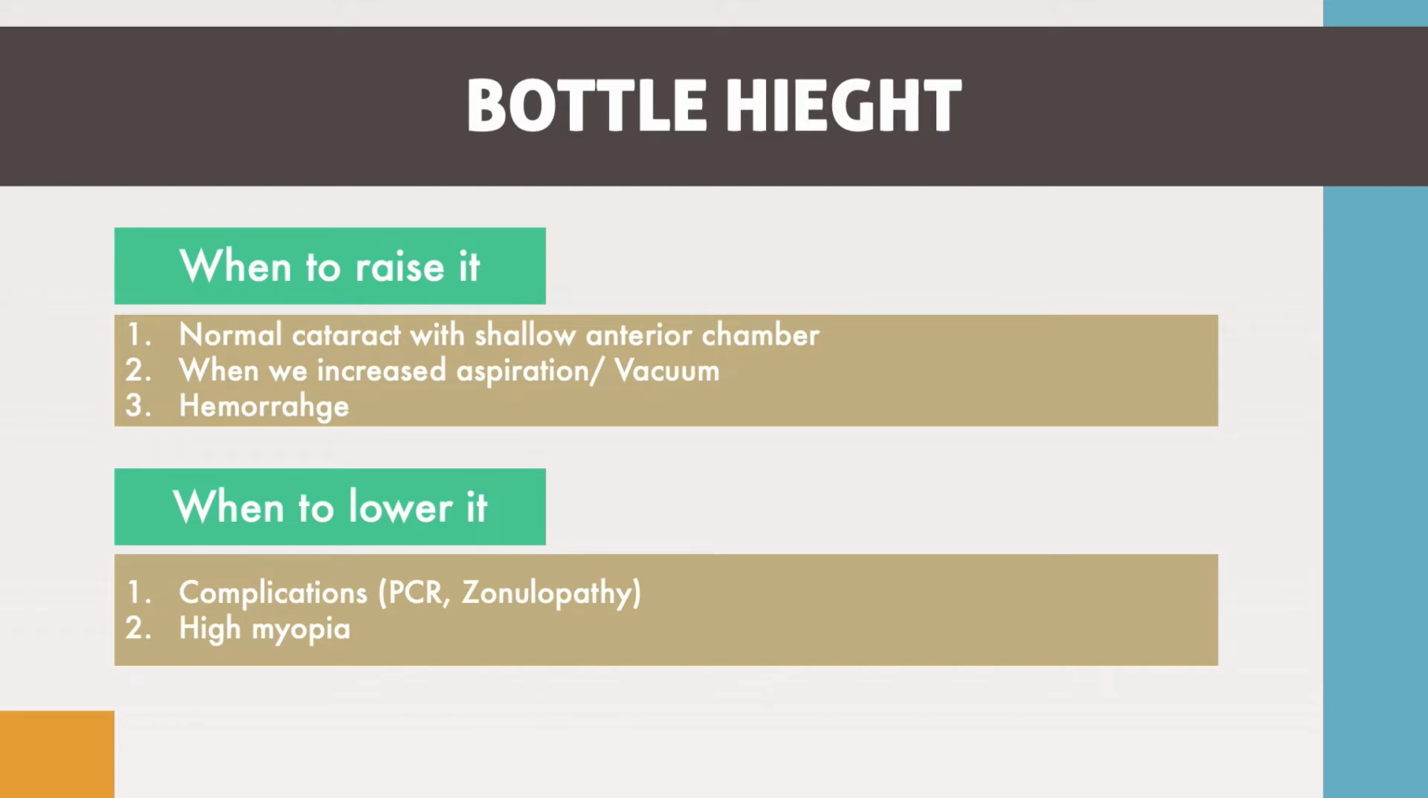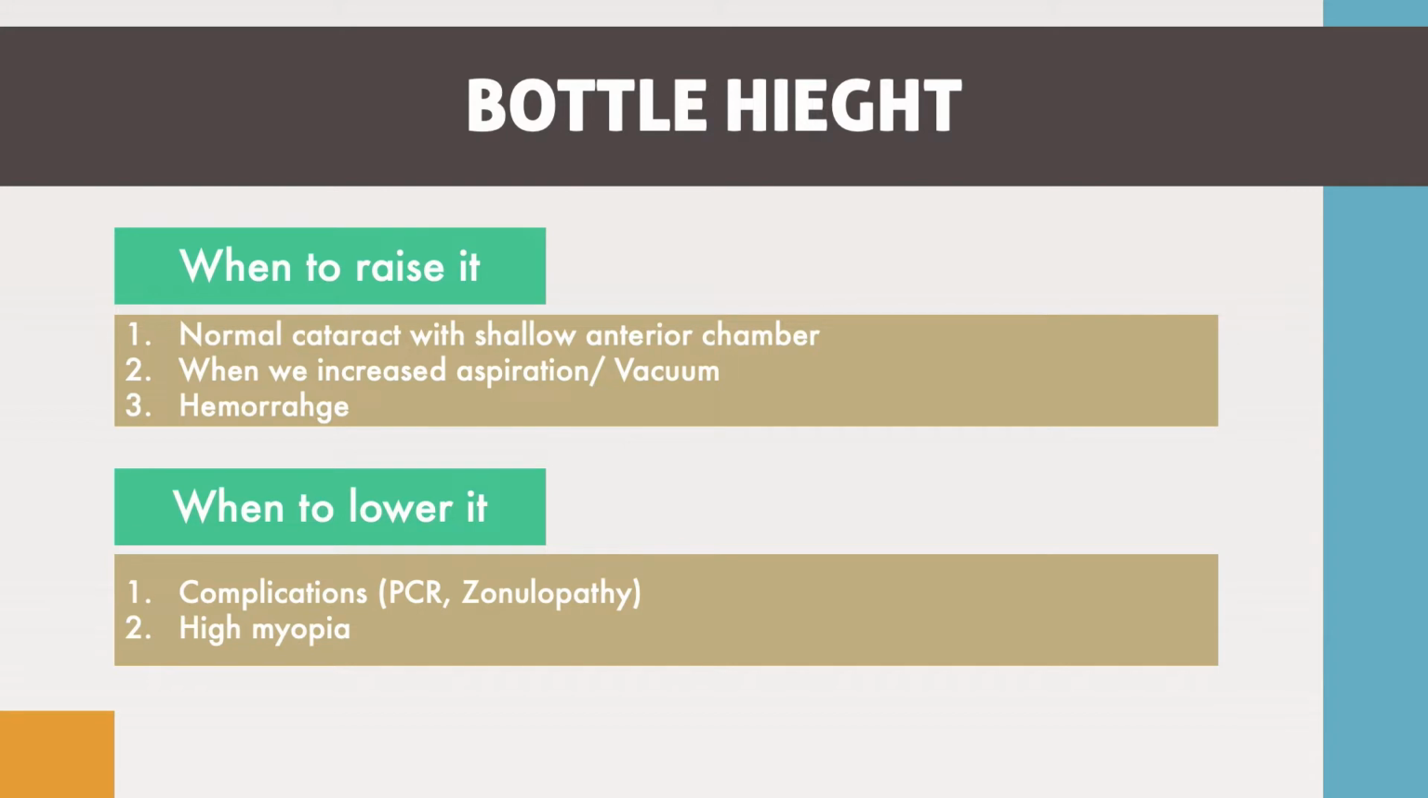When to raise the bottle height? One, in normal cataract with shallow anterior chamber, to deepen the anterior chamber. Two, when we increase the aspiration and vacuum. So we increase the outflow, so we have to increase the inflow by raising the bottle height. Three, in case of hemorrhage, so it will work as tamponade.